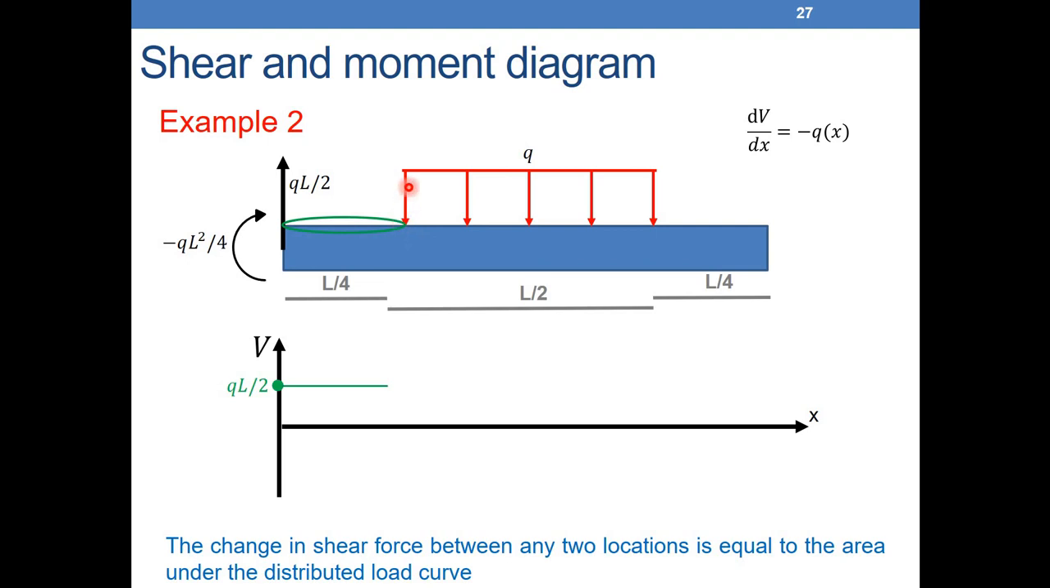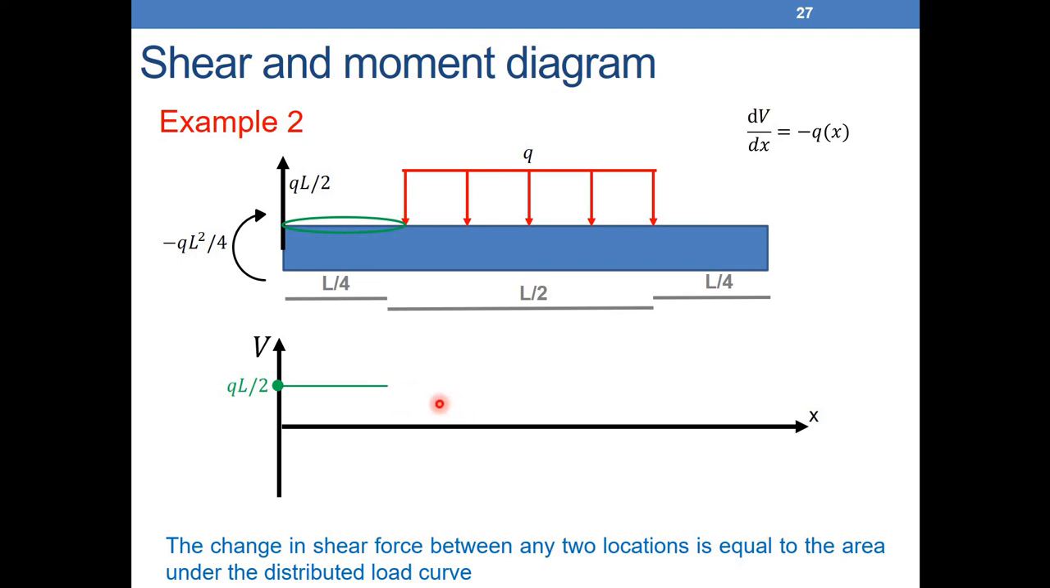Here is something very important, a new point that we didn't see in the previous example. Between L over 4 and 3L over 4, what is Q? Q is a constant. What does it mean when Q is constant? It means V is a line.